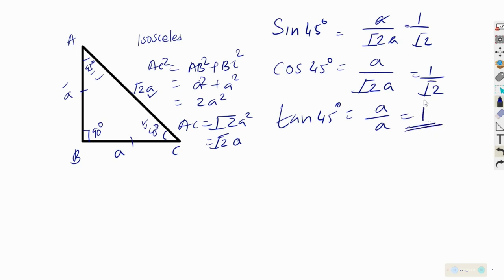So you got a new set of ratios now. The ratios are in such a way that sine 45 is equal to 1 upon root 2, cos 45 is equal to 1 upon root 2, tan 45 is equal to 1.